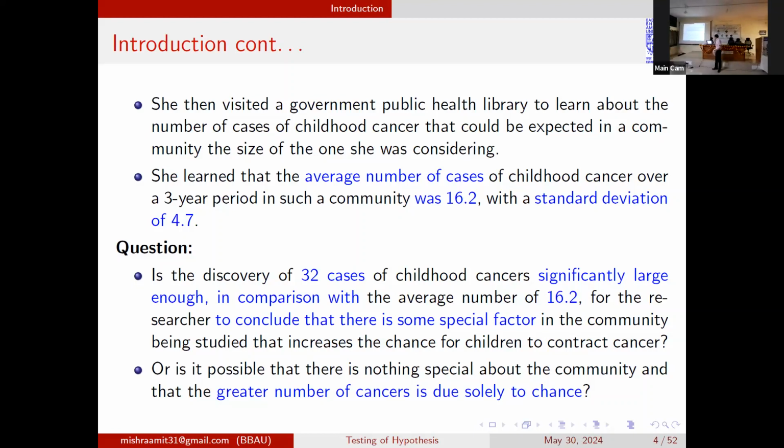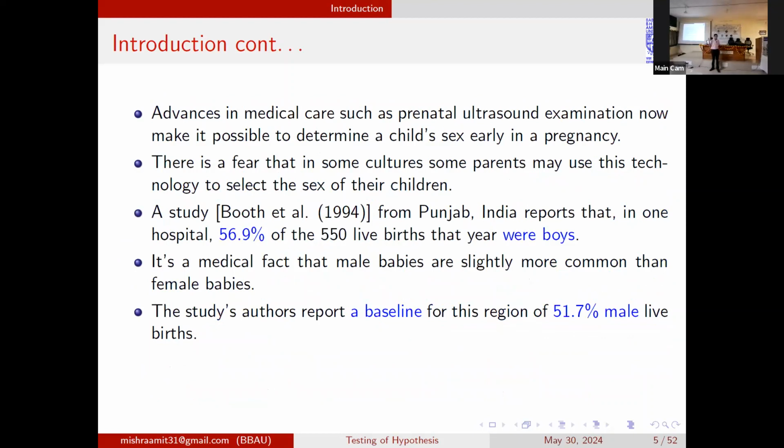Second example, and this is a social example. We have now advanced in medical things, and there are ultrasounds by which you can easily verify the sex of the child which is going to be born, and one can misuse it. Now it is illegal. This example is from that context. There was a study by Booth and others in 1994. They collected some data from hospitals of Punjab, or basically one hospital, and they observed that 56.9% of 550 live births that year were boys.